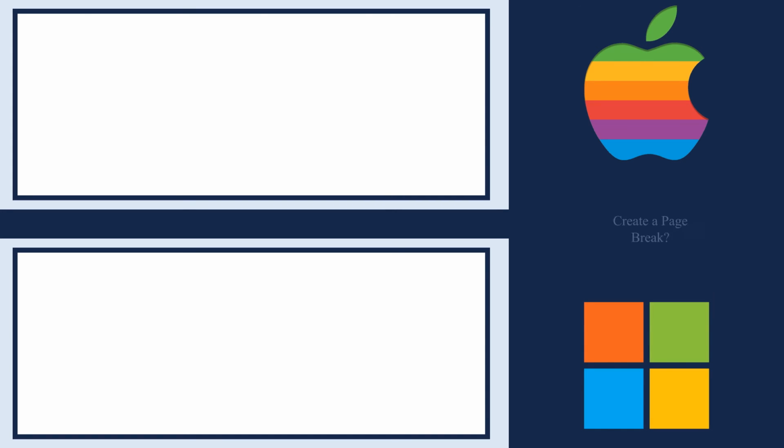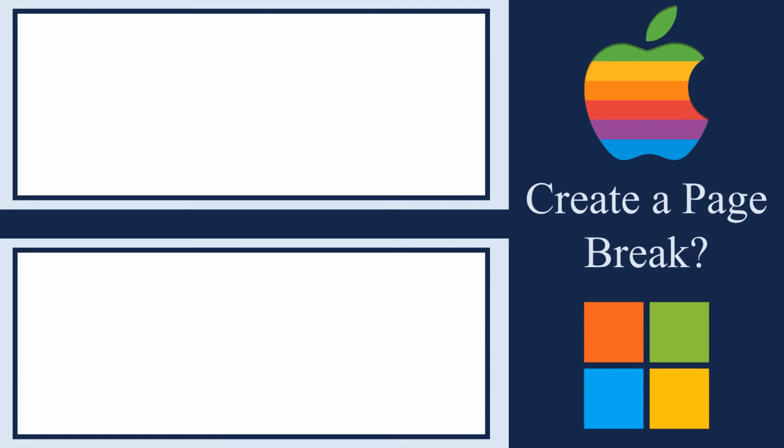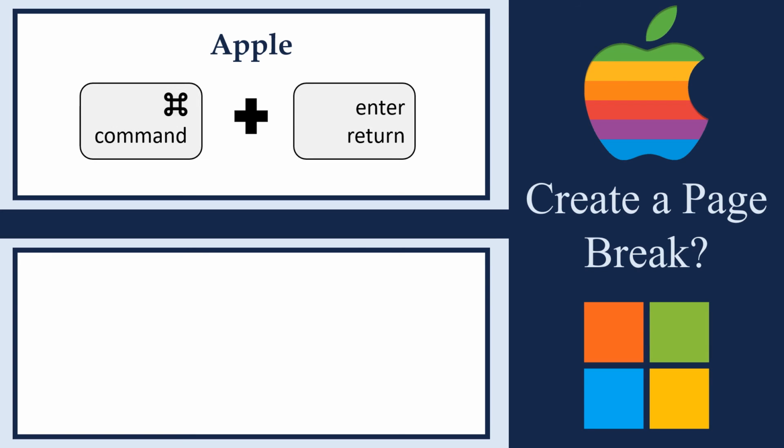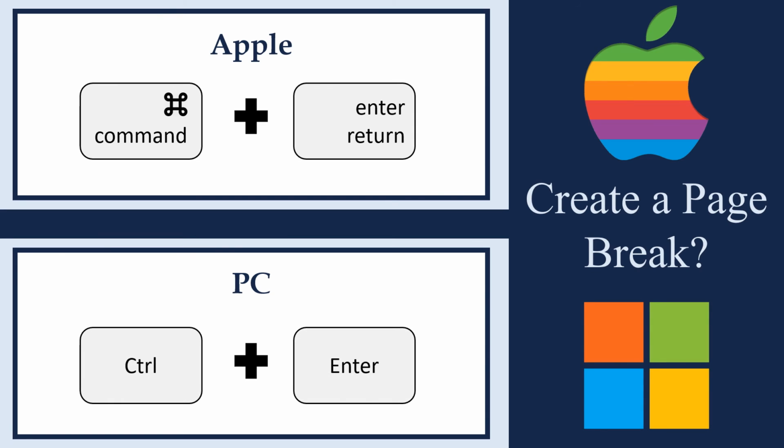To address this, we want to create a page break. You can do this by clicking on the Insert tab in your Word document and then clicking on Page Break, or use a shortcut. If you use an Apple computer, simply hit Command and Return at the same time. If you're on a real computer, you can simply hit Control and Enter at the same time. And these shortcuts will create a page break for you automatically.